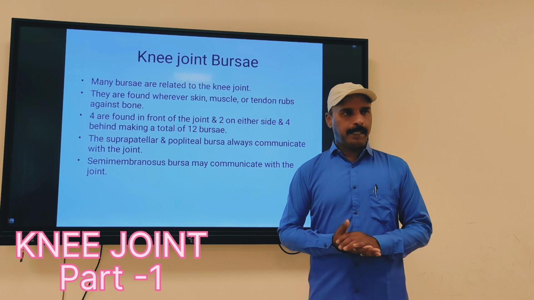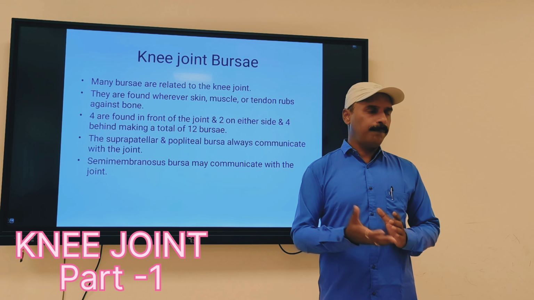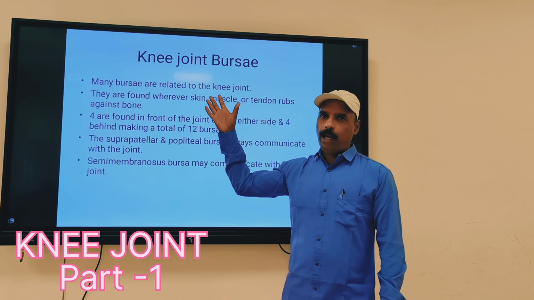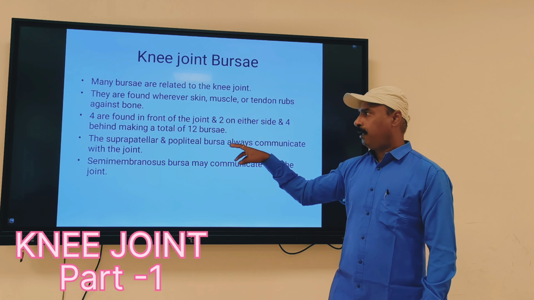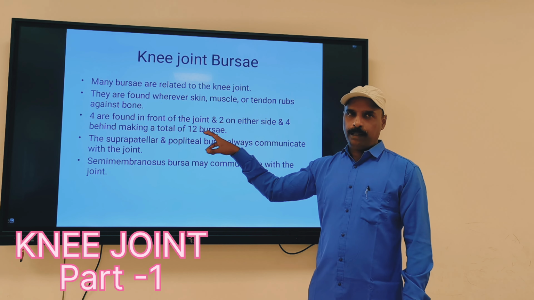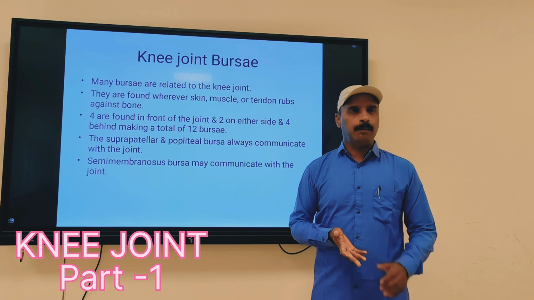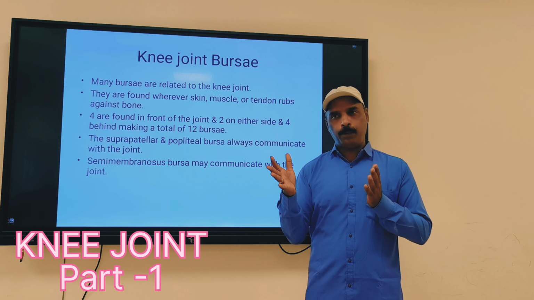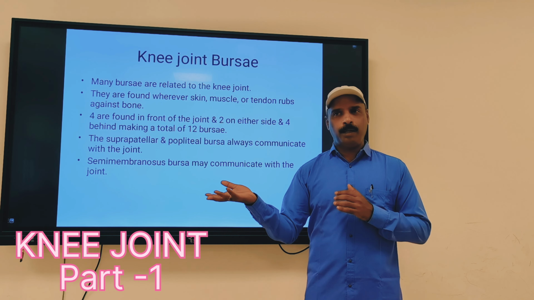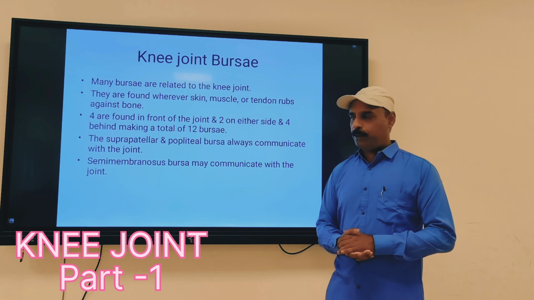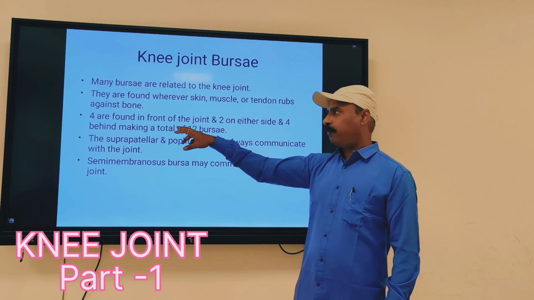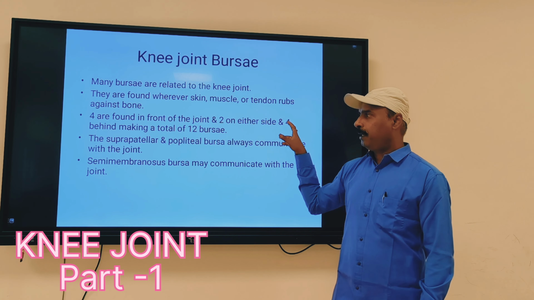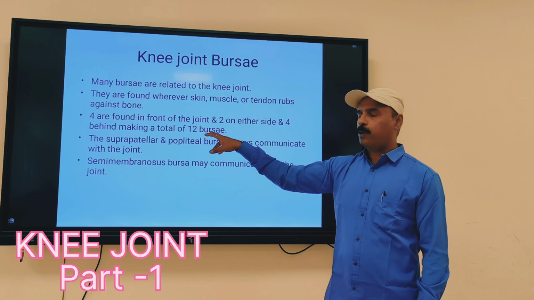Bursas are the lubricating mechanism provided at the sites of friction to prevent the usual wear and tear. You are going to get a maximum of about 12 bursas. We get 11 ligaments and 12 bursas. All these are supporting structures, but again we call the knee joint a weaker joint. The bursas are 4 to the front of the joint, 2 on either side and 4 behind, making a total of 12 bursas.